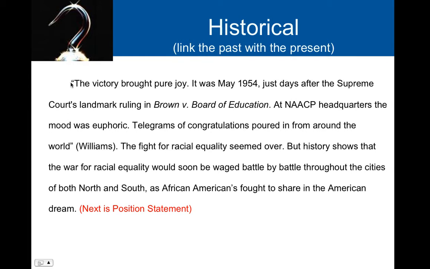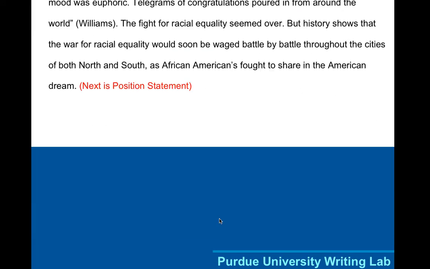So again, we have a quote from a historical document, and this document or this research paper is going to be for racial equality and the fight that continues, even present day. So it goes back to a very important historical court case that made things equal for whites and blacks. So this would be an example of a historical hook.